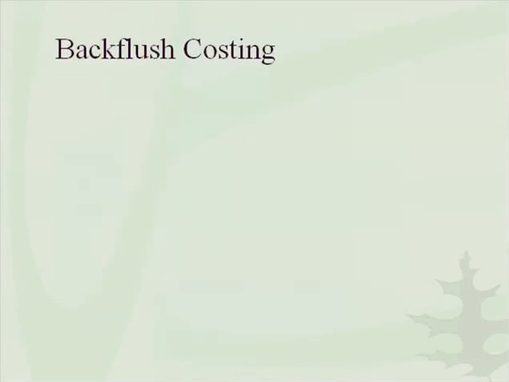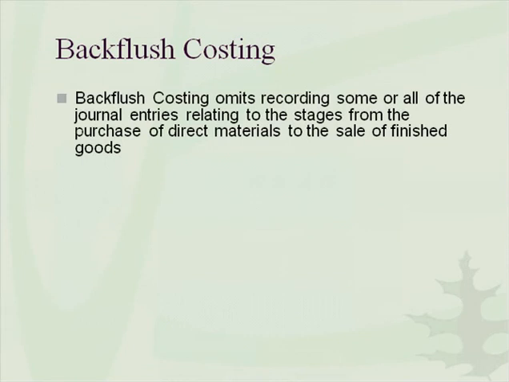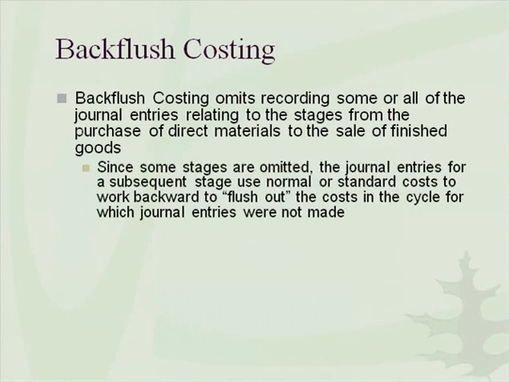Now let's talk about backflush costing. Backflush costing says we're going to skip recording some or all of the journal entries relating to measuring how the inventory and how production is changing at every stage of production. And this is all part of the conversion process when we go from direct materials to the sale of the finished goods. Since some stages are omitted, the journal entries for a subsequent stage will use a normal or a standard to work backwards and flush out what the cost would have been for whatever stage we're choosing to use backflush costing rather than actually measuring what was produced.